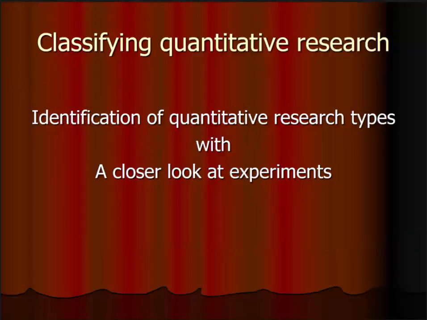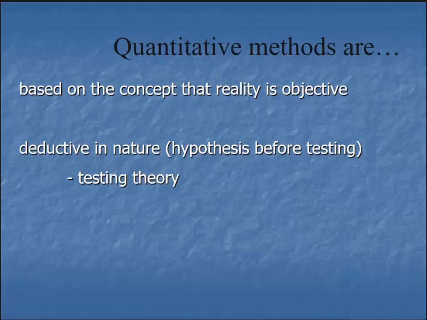Hello, this will be a short video helping you identify quantitative research types and develop your understanding of experiments. A quick reminder that quantitative methods are based on a scientific worldview in which reality is there to be discovered by the scientist. Quantitative methods differ from qualitative methods in that they are focused on testing theories. What that means is that the hypothesis comes before the research.